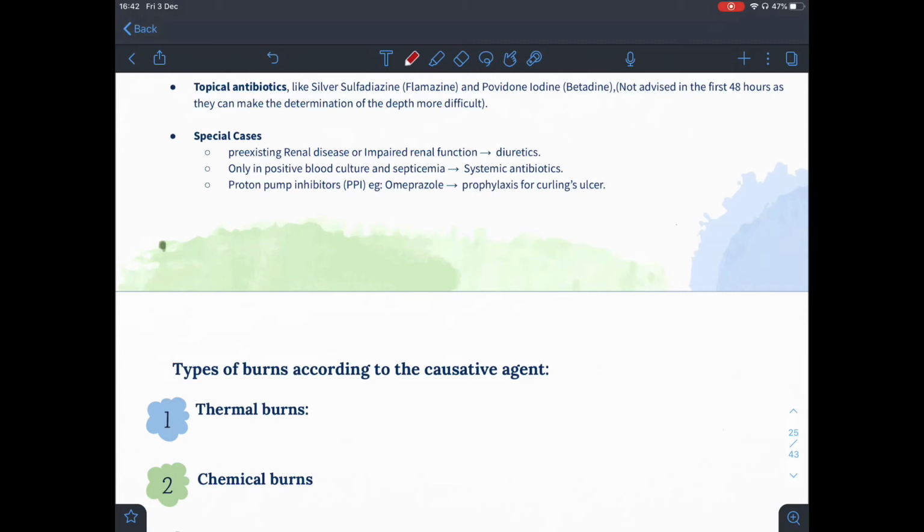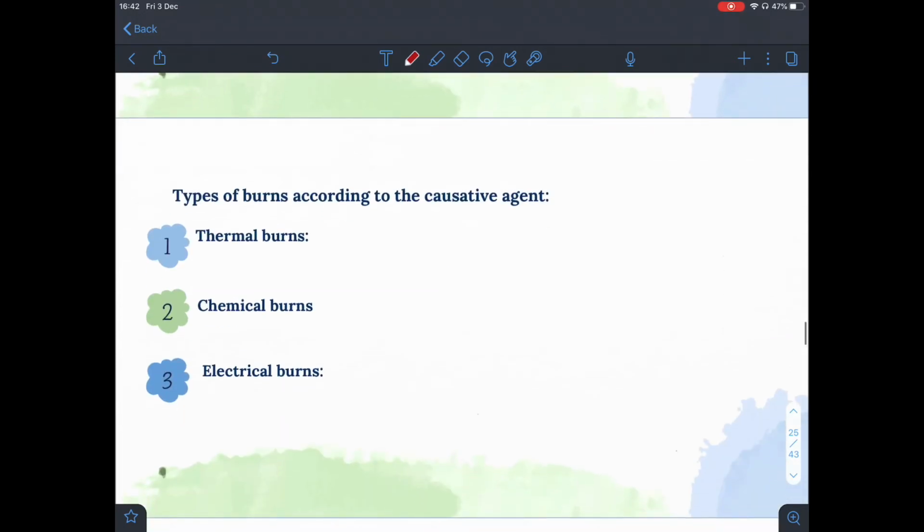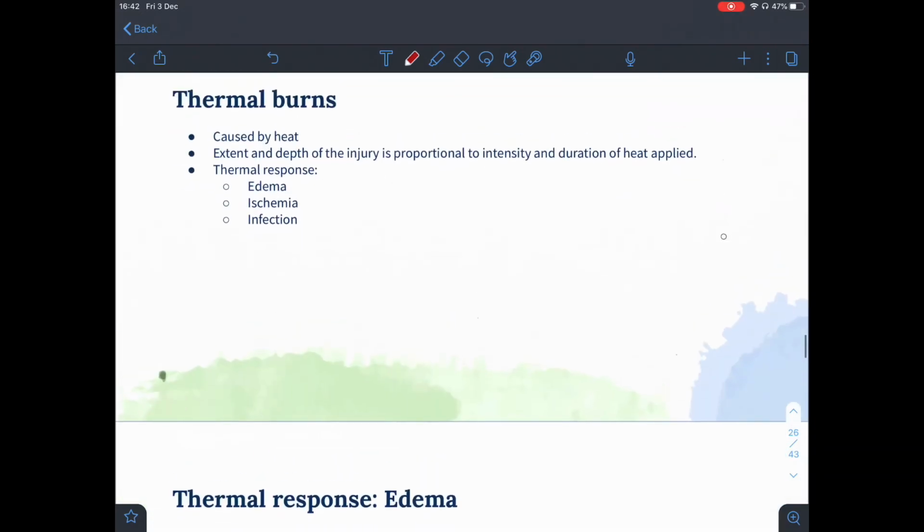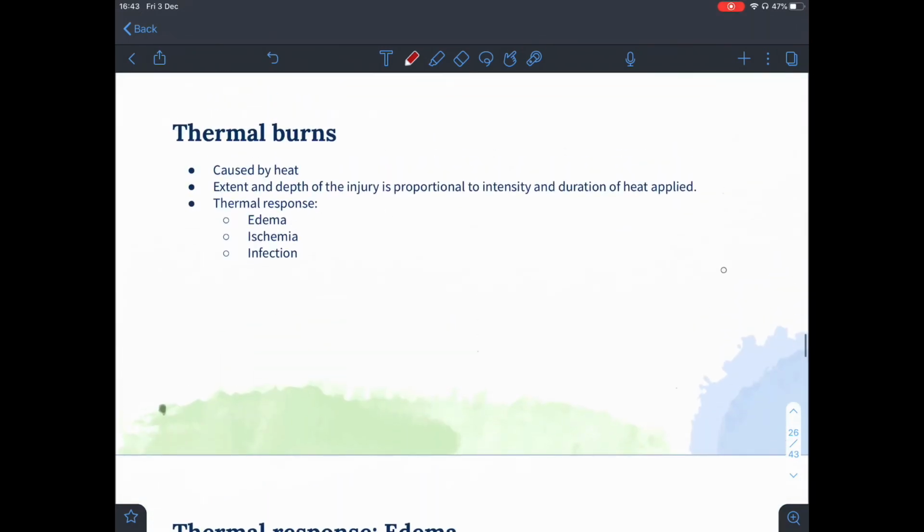Okay, let's see another classification of burns according to the causative agent. We have thermal burns, chemical burns, and electrical burns. Thermal burns are caused by heat, and the extent and depth of the injury will be proportional to the intensity and duration of heat applied. So the thermal response is edema, then ischemia, and then infection.